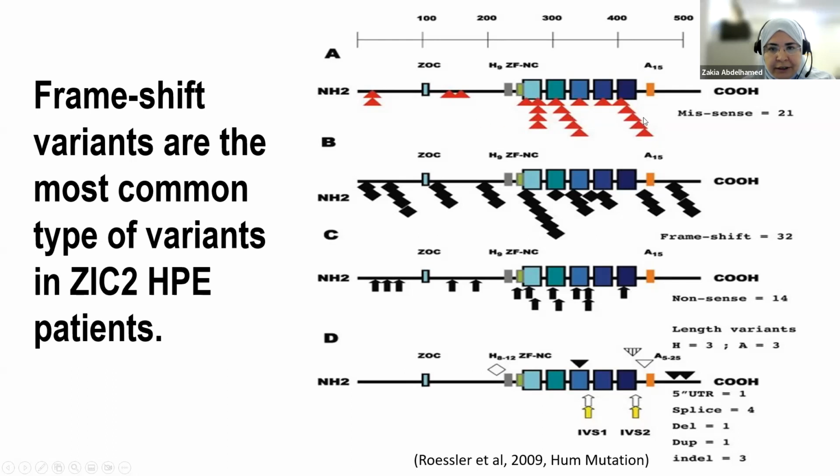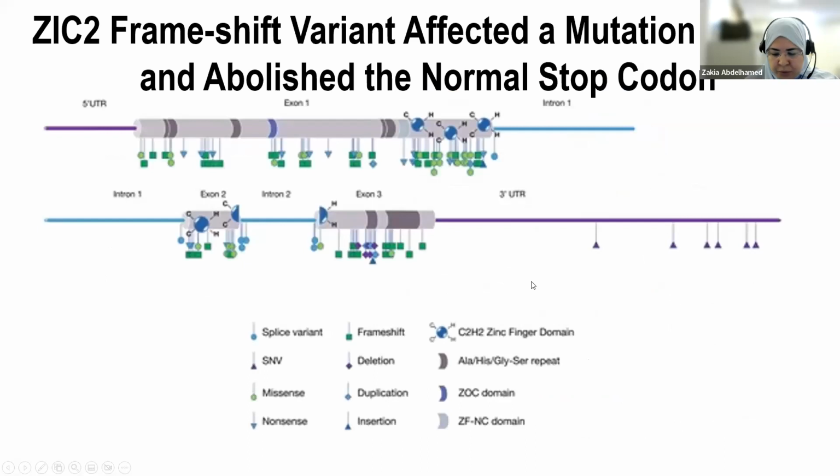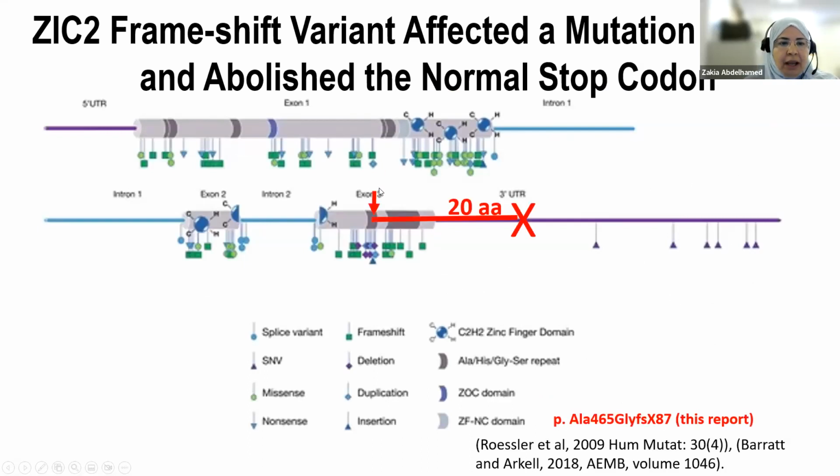So the missense variants are shown here in red, and these black squares are the frame shifts, and this is the most common compared to all other types of variants. And our mutation was exactly that, so I was very happy to see the frame shift. I saw it's pathogenic, but it came up to be in the third exon, affecting a mutational hotspot.